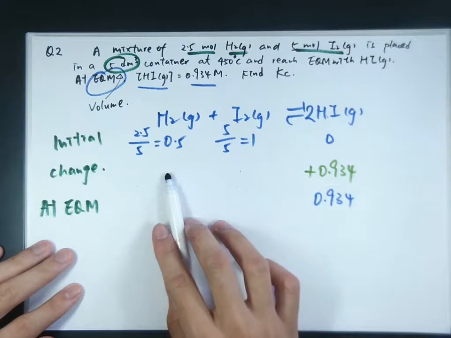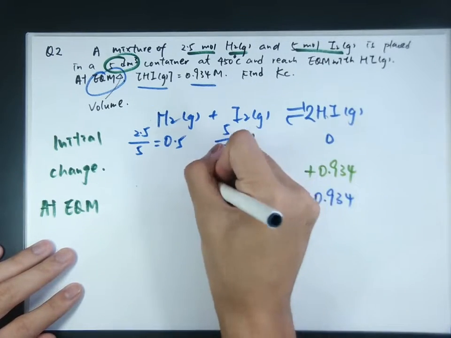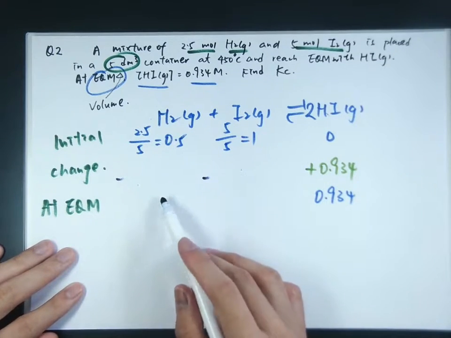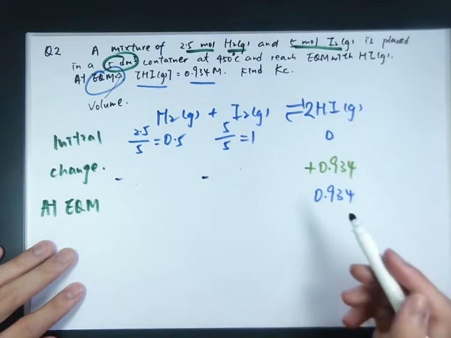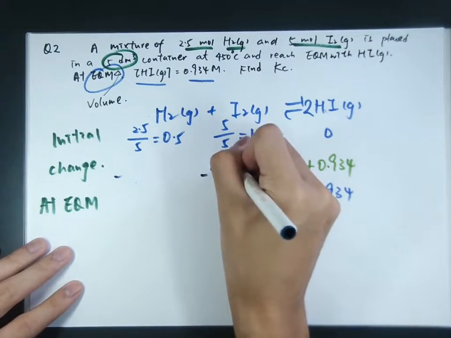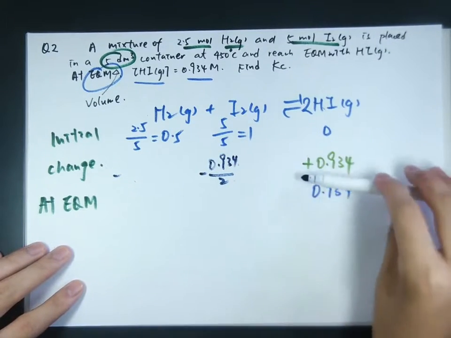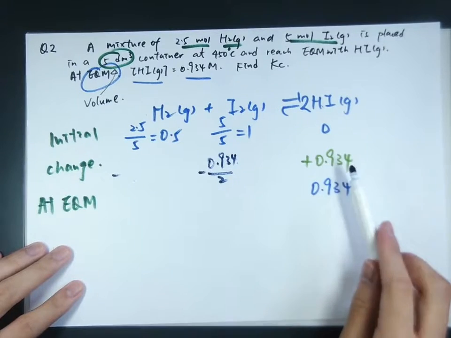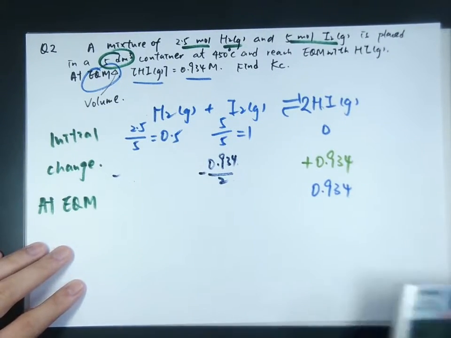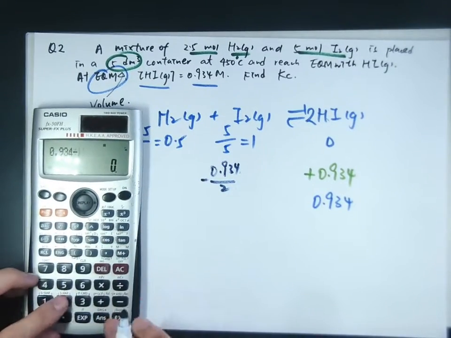So this is plus 0.934. And this is minus, no matter what, right? Because this concentration decreases and produces this one. So we are having negative 0.934 divided by 2. Understand why? Because this 0.934 should be double of this, double of this. So we need to divide it by 2. So 0.934 divided by 2 equals negative 0.467.